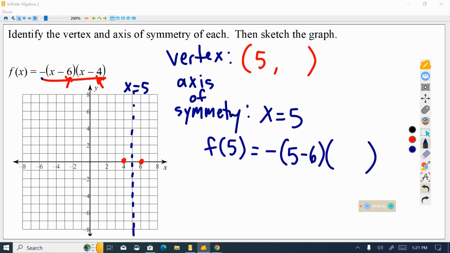We're going to do 5 minus 6, and then times 5 minus 4. And take care with that negative. We copy that also. Okay, 5 minus 6 is -1. And then 5 minus 4 is 1. And now we see why these parentheses are there to kind of help guide us. Again, -1. What does that mean?